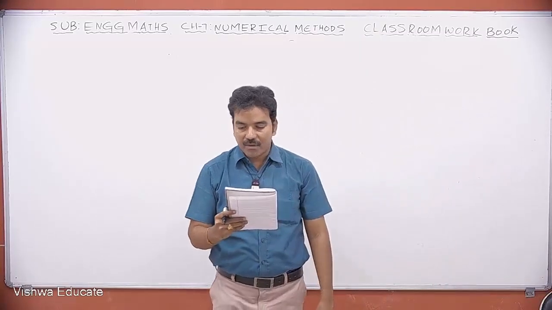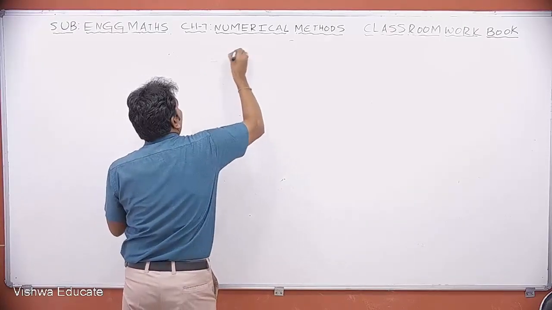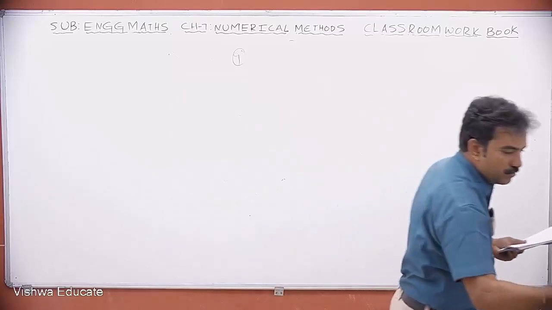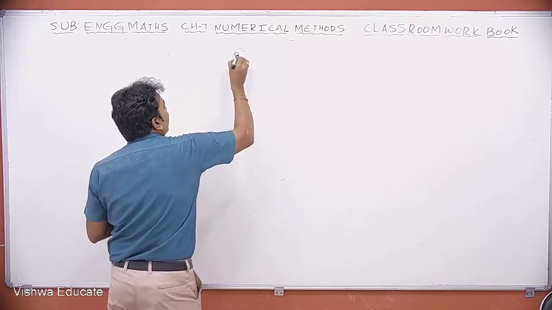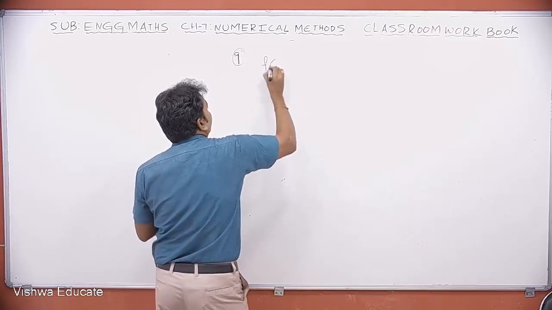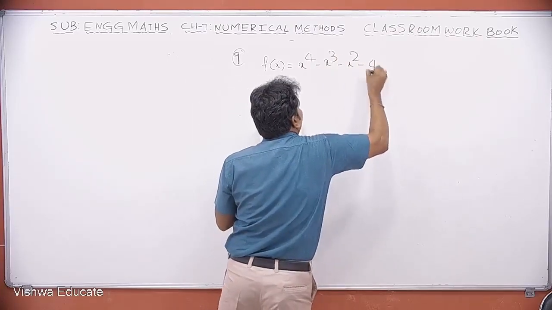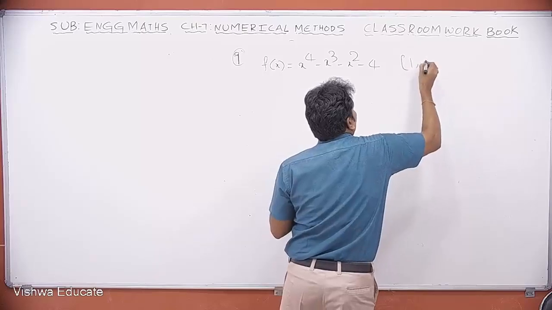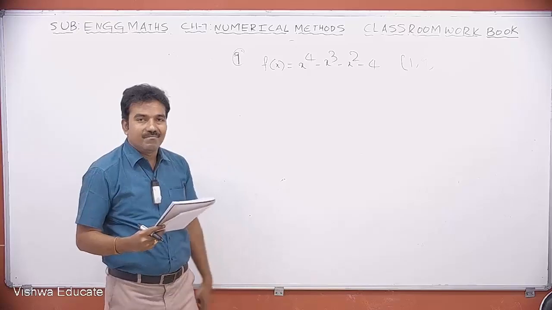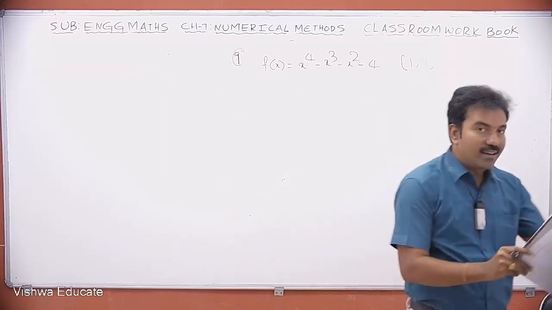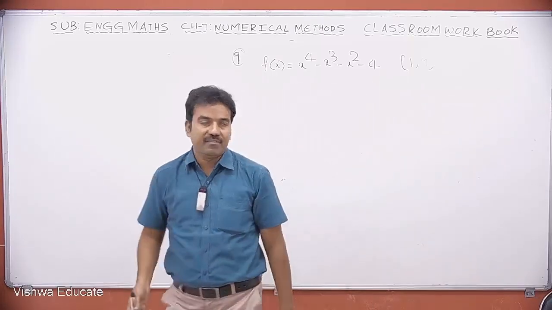Next question. The bisection method is applied to compute a root of the function. This is question number 9. The bisection method is applied to compute a root of the function f of x equal to x power 4 minus x cube minus x square minus 4 in the closed interval 1 comma 9. The method converges to a solution after blank number of iterations. So here the number of iterations is 1, 3, 5 or 7.